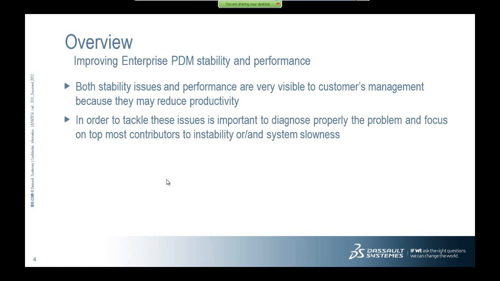When we deal in general with stability and performance issues, we need to understand that usually there is more than one issue that affects the general stability. There could also be more than one issue for performance. So it's very important to isolate, let's say, the main contributors for either instability or system slowness.